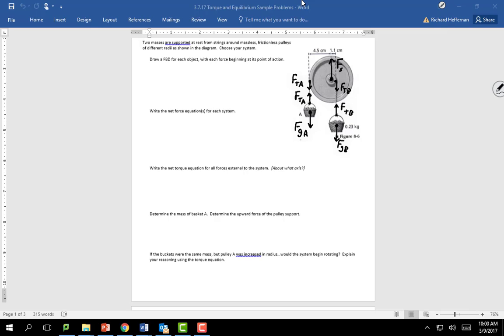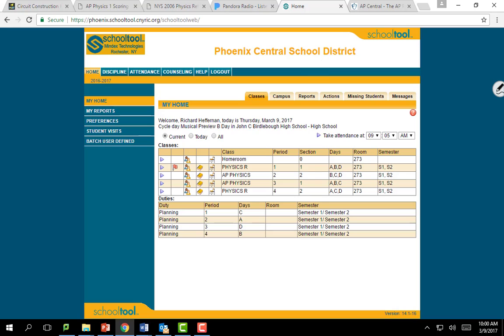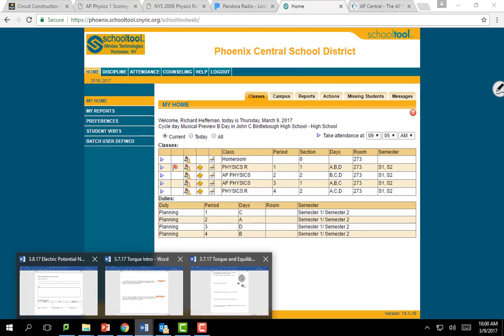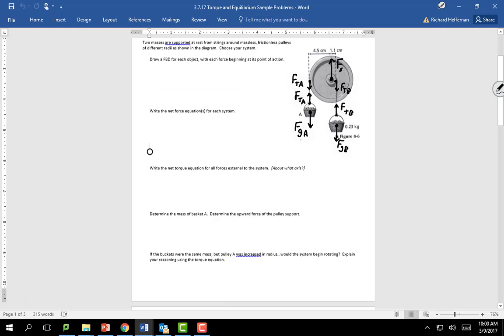Sounds good to me. So we drew a free body diagram for each object, and when we're doing it, we make sure that we start the force where it's actually acting on the object. So that first one, we're good. The FS would be equal to the forces that are acting just on this thing. Okay, so the FTA and FTB.